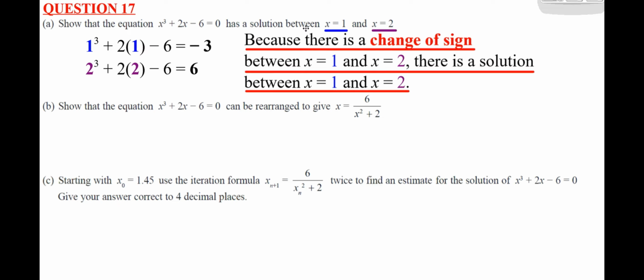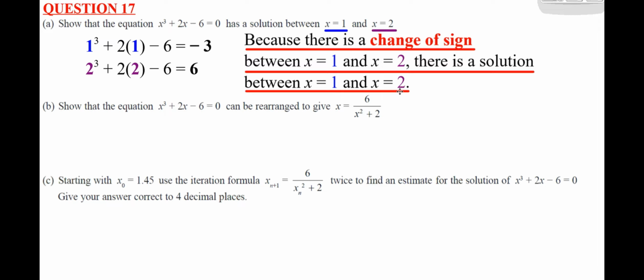So this is important. This is what we need to say. I've put it in red. We now say because there's a change of sign between x being 1 and x being 2, there must be a solution in between x being 1 and x being 2. You'll see this more in A-level.